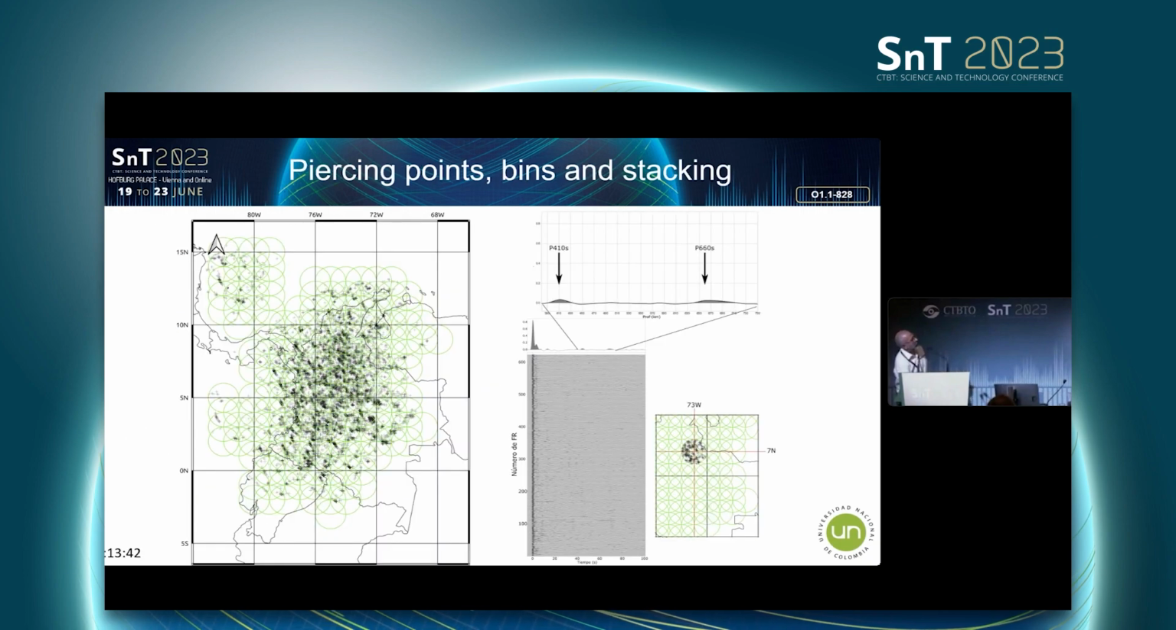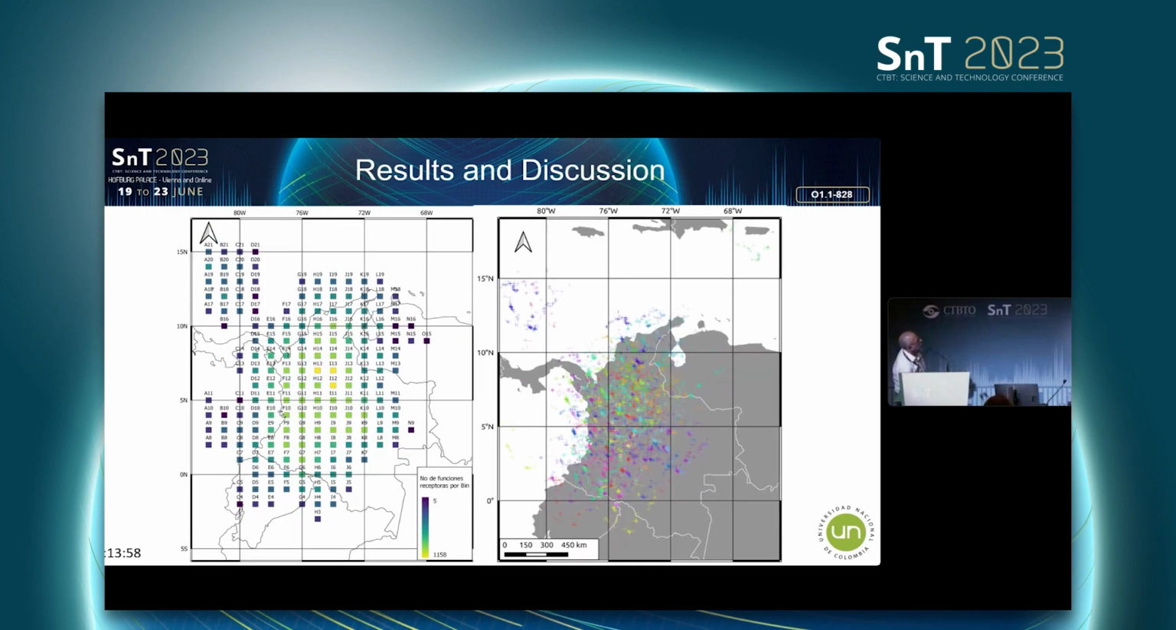In this map, you can see all those points where rays are crossing both surfaces. In this study, we selected areas of about 100 kilometers radius in order to incorporate all these piercing points. And then with all these signals, we stack and average the information about the place.